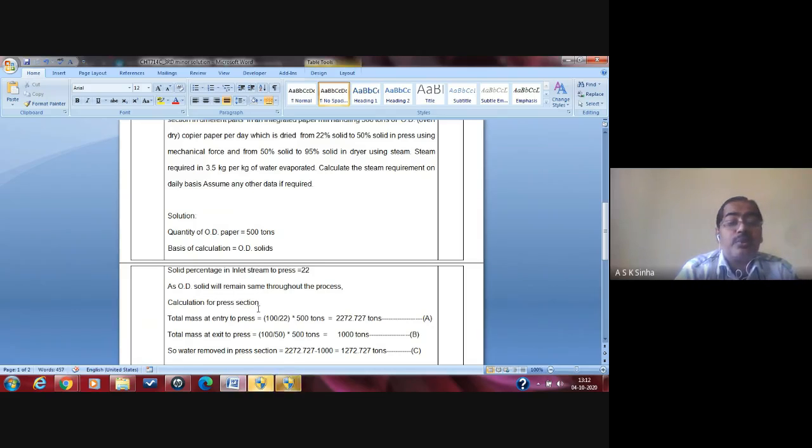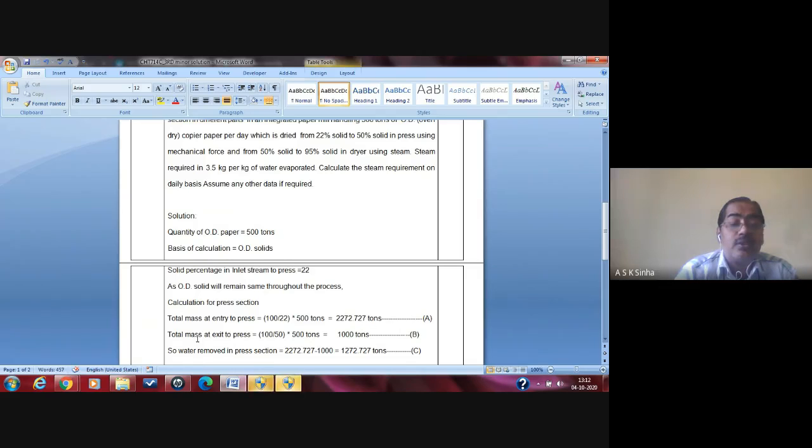For the press section, the total mass at the entry point to the press section will be equal to 100 upon 22 multiplied by 500 tons, because 22 is the amount of solid. The total will be 100, that is 100%. That's why we are taking 100 by 22 multiplied by the amount of solid, which is 500 tons. So it is coming to 2272.727 tons.